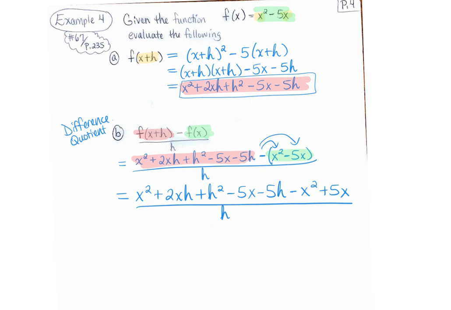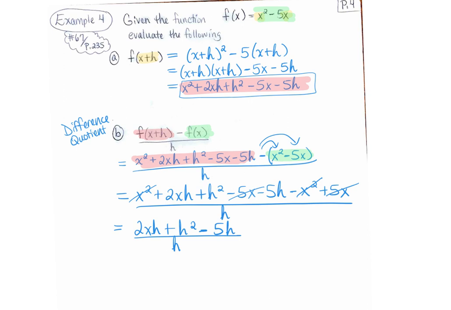Now what did you all do second row all the way across? Combine like terms. And what did you get? 2xh plus h squared minus 5h. Minus 5h. Tell me what happened to the rest. All over h. Very good. Now what happened to all of the other terms? They canceled out. So the x squares cancel out. What else canceled? The 5x's canceled out. And that's what we were left with.